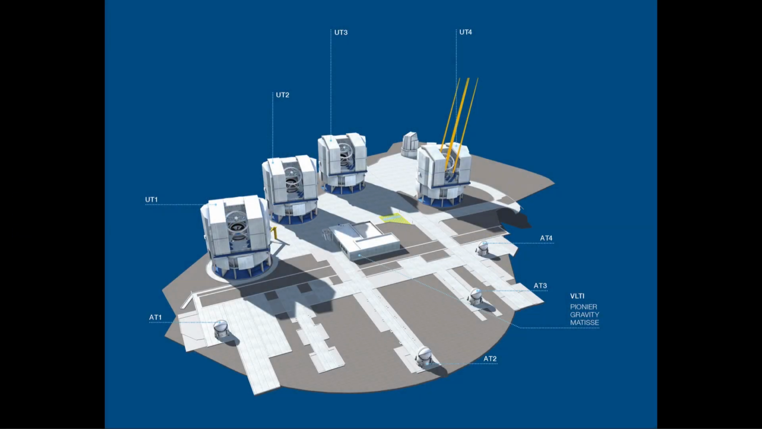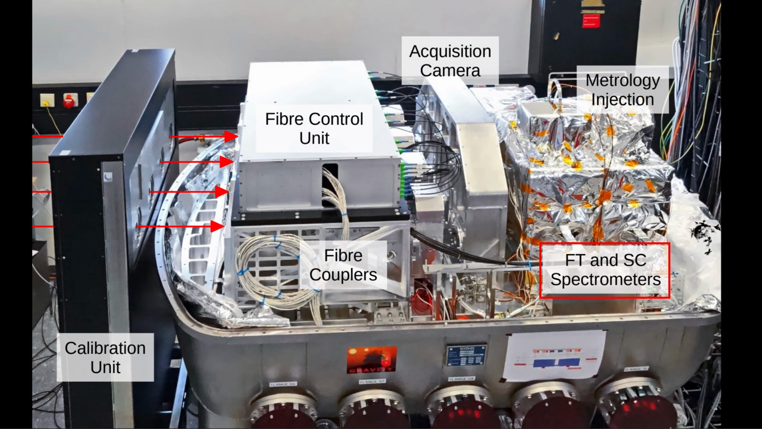The instrument works by coherently combining light from 4 telescopes, which can be either the 8.2-meter unit telescopes, or UTs, or the 1.8-meter auxiliary telescopes, or ATs. Gravity consists of 2 independent interferometers operating simultaneously: the fringe tracker, or FT, and the science channel, or SC.